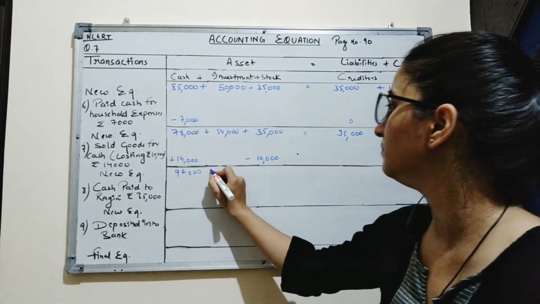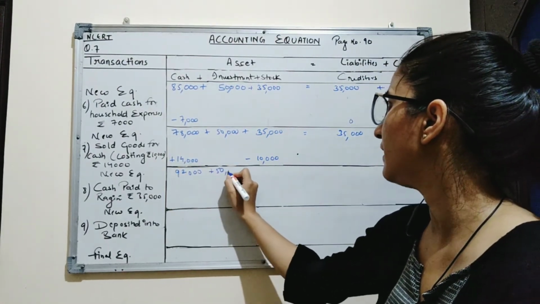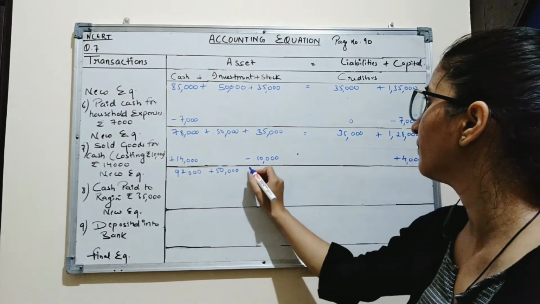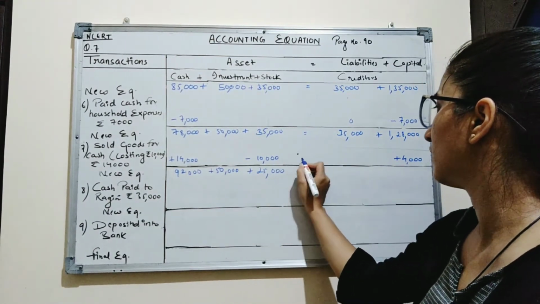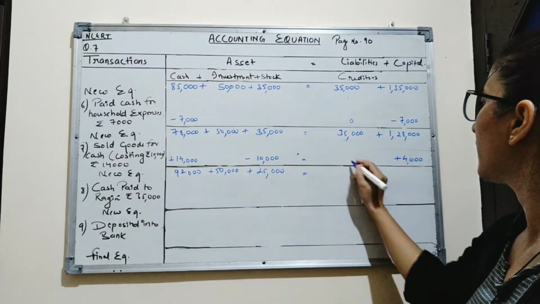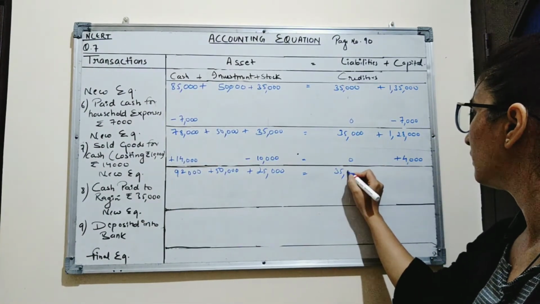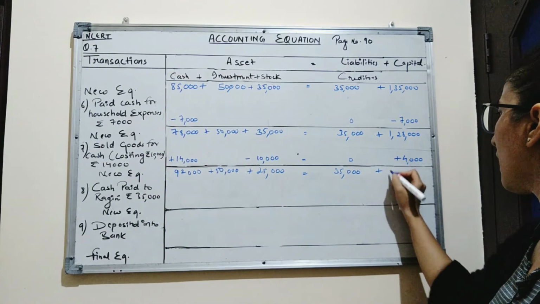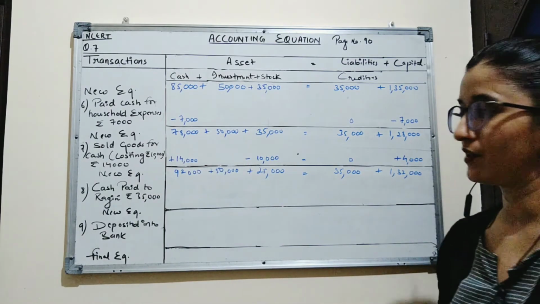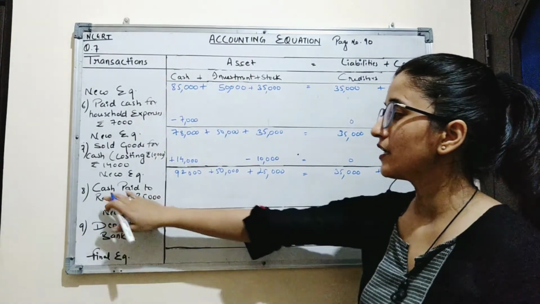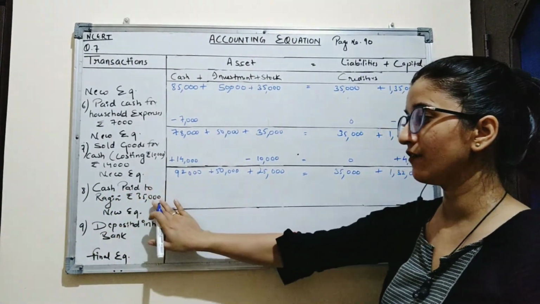92,000 on cash column, investment amounting to 50,000, stock amounting to 25,000, creditors 35,000 and capital amounting to 1,32,000. Now next transaction is cash paid to Ragini rupees 35,000.